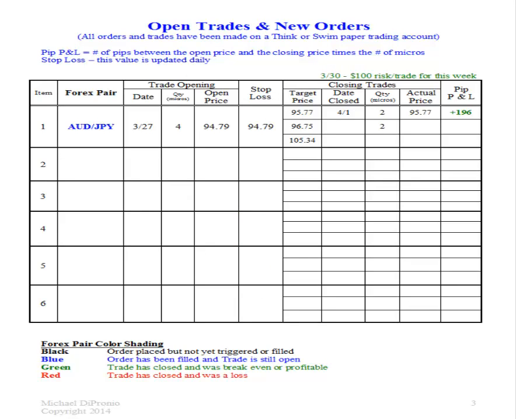Here's our trade summary chart for April. For open trades, the Aussie dollar yen trade remains open. Target number 1 was hit and 2 micros were closed. We're still long 2 micros at 94.79. Target number 2 is 96.75, and our stop loss is at 94.79. For new orders, no new orders were placed today.